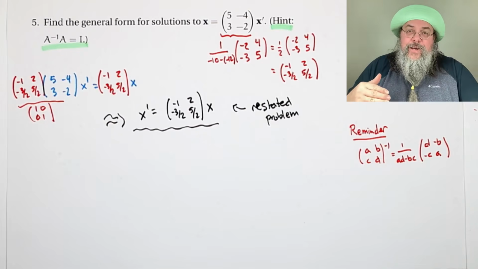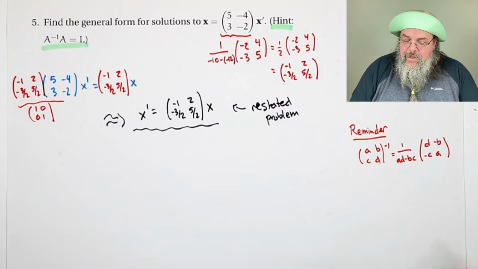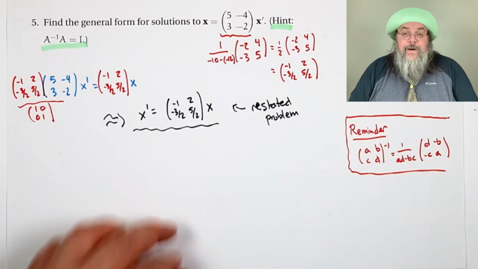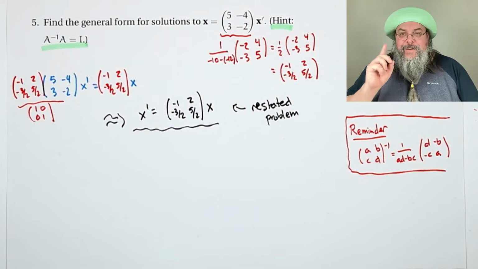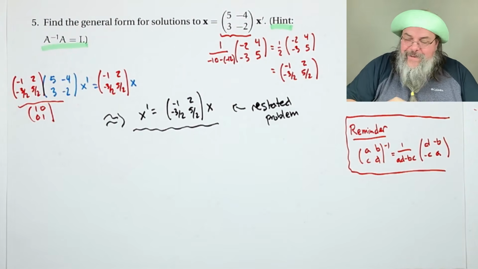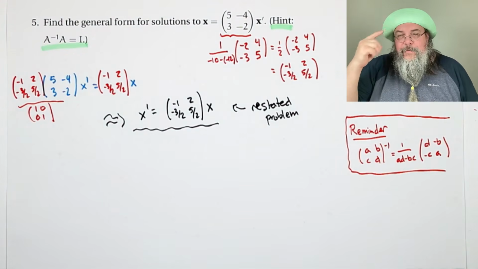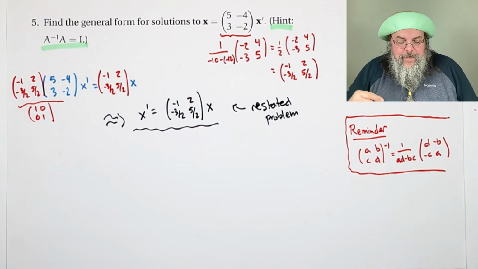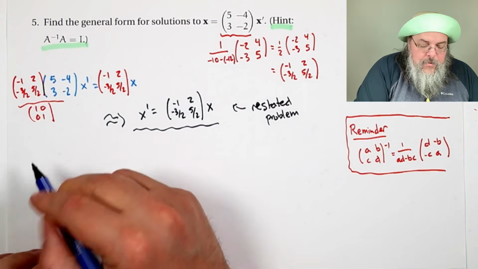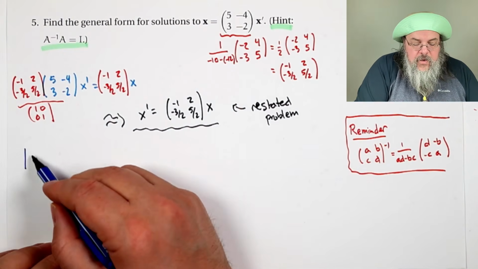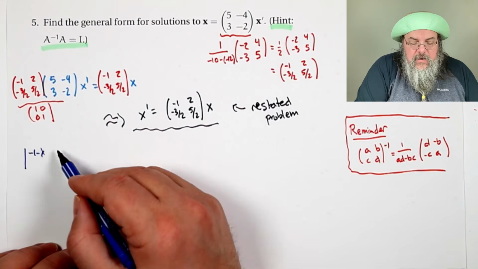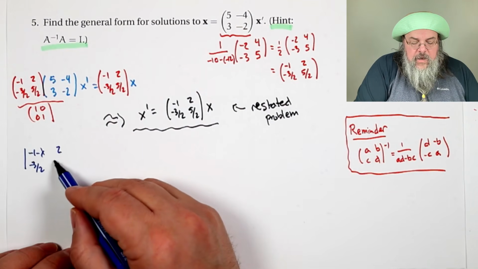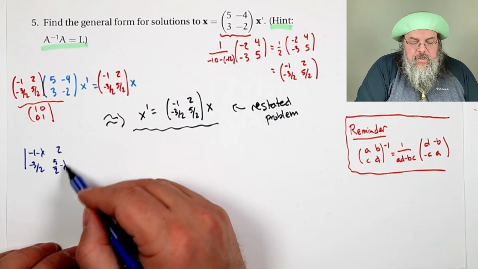Since we have x prime equals matrix x, then our plan always says, step 1, find the inverse. Oh, sorry, not find the inverse. Find the eigenvalues. I have too much inverse on my mind. Okay, so we're going to find our eigenvalues. Here we go. Take the determinant, minus 1 minus lambda, 2, minus 3 halves, and 5 halves minus lambda.